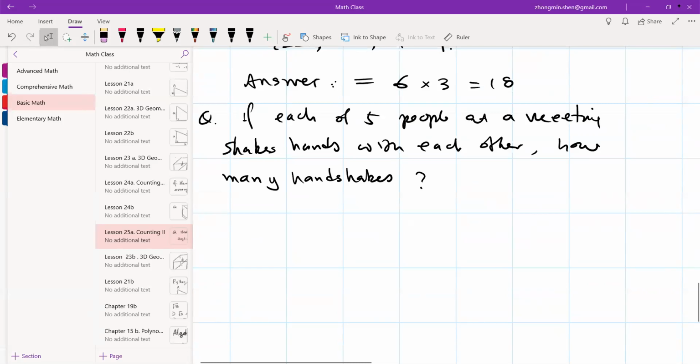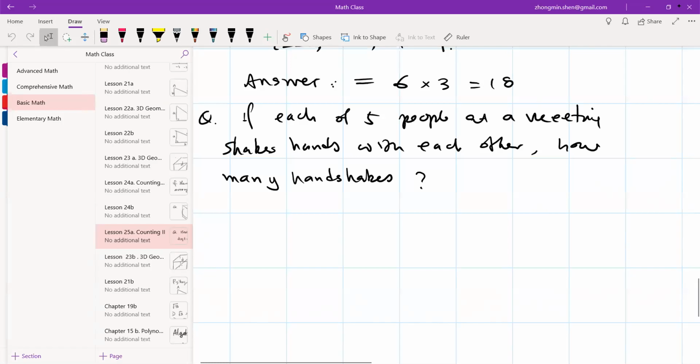Joshua, are you doing the problem? I got the answer. Yeah, what's the answer? 24. Wrong. Is 10 correct? No, the people cannot shake hands twice. So in the beginning, you have 4 people to shake hands with. If you shake hands with one person, now you have 3 people to shake hands with.